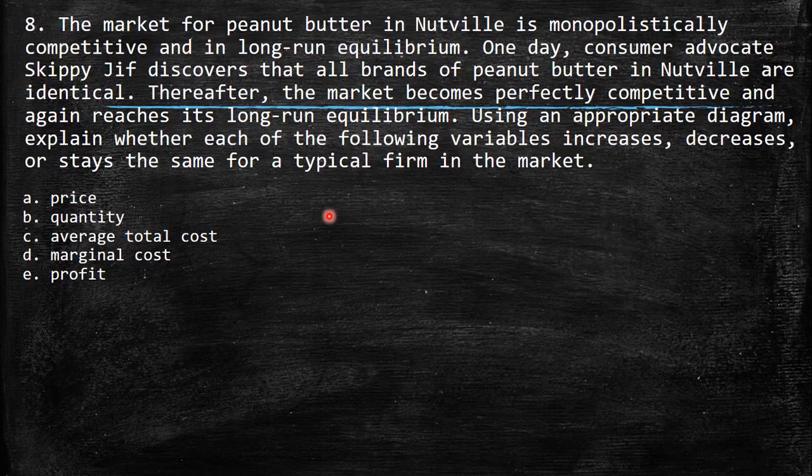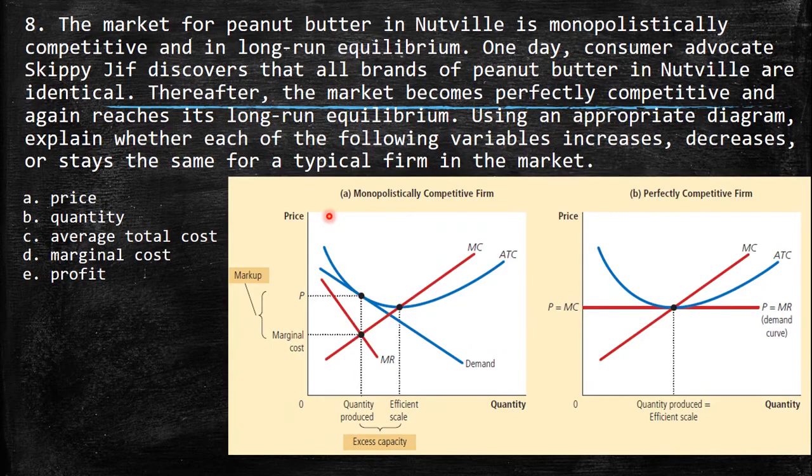Using an appropriate diagram, explain whether each of the following variables increases, decreases, or stays the same for a typical firm in the market. So we're going to discuss price, quantity, average total cost, marginal cost, and profit. Here we have a monopolistically competitive firm. That's the case we were talking about before, exactly the same diagram that we discussed.